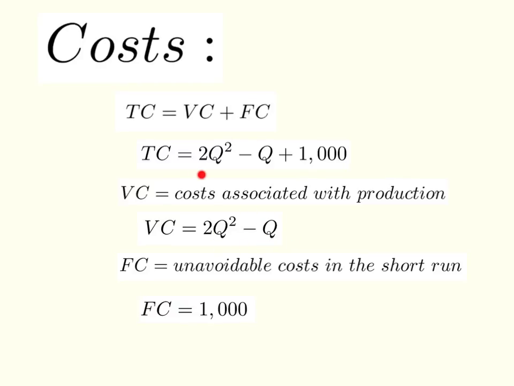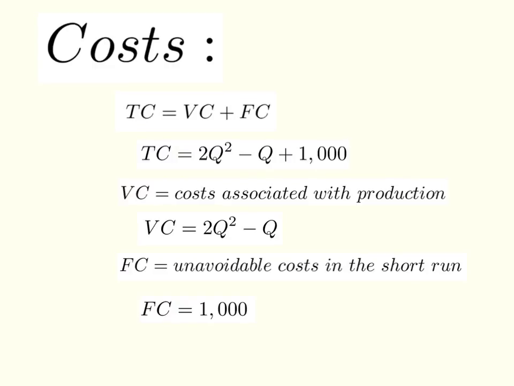So we can look at the total cost function. We can see that 2Q squared minus Q plus 1,000. Well, there's no Q over here, so this has nothing to do with variable cost. And so our variable cost is simply 2Q squared minus Q. And again, the point of variable costs is that these are costs that will change with how much we decide to produce. So if we were to produce more, for the most part, variable costs will rise. And if we want to produce less, for the most part, variable costs will fall.